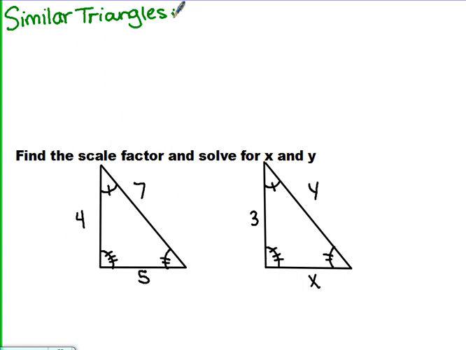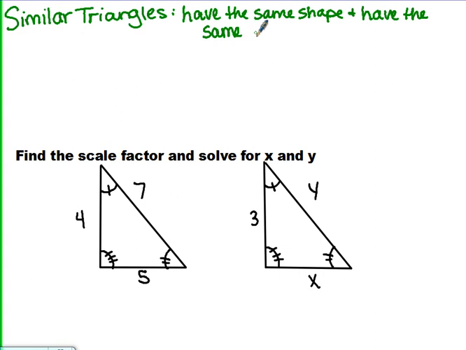All right, similar triangles have the same shape and the same angles. However, their sides may be different. So similar triangles have the same shape, and they have the same angles. They have different side lengths.